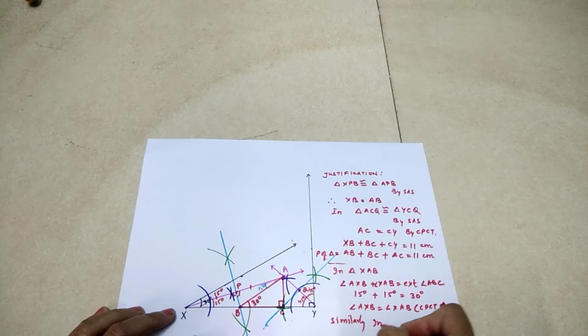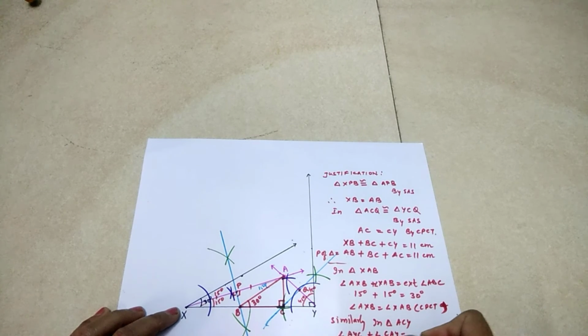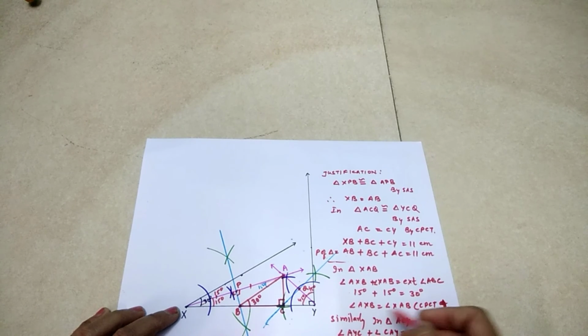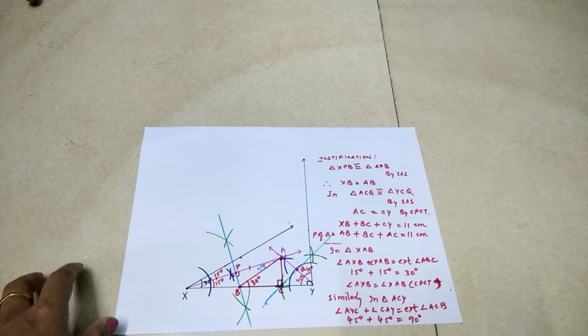Similarly, in triangle ACY, angle AYC plus angle CAY is equal to exterior angle ACB. Here also we have used the same property that in a triangle the sum of interior opposite angles is equal to exterior angle. Angle AYC plus angle CAY are equal and each measures 45 degrees, so angle ACB will be 90 degree.